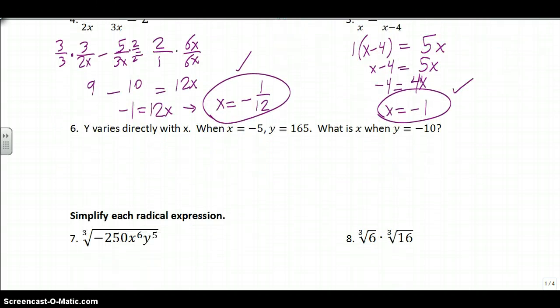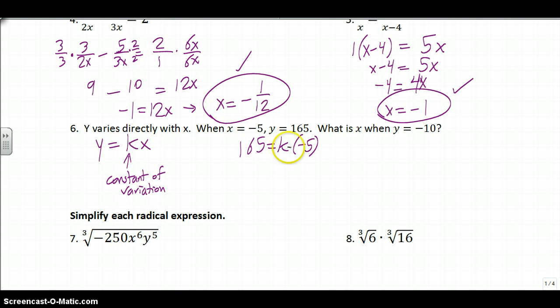Direct variation. Y varies directly with x. Well, that means y equals kx, where k is your constant of variation. Okay? It's always constant. It's never going to change. All right? So, when y equals 165, x is -5. So, what's k? Well, a quick dividing, and I believe k comes out to be -33.